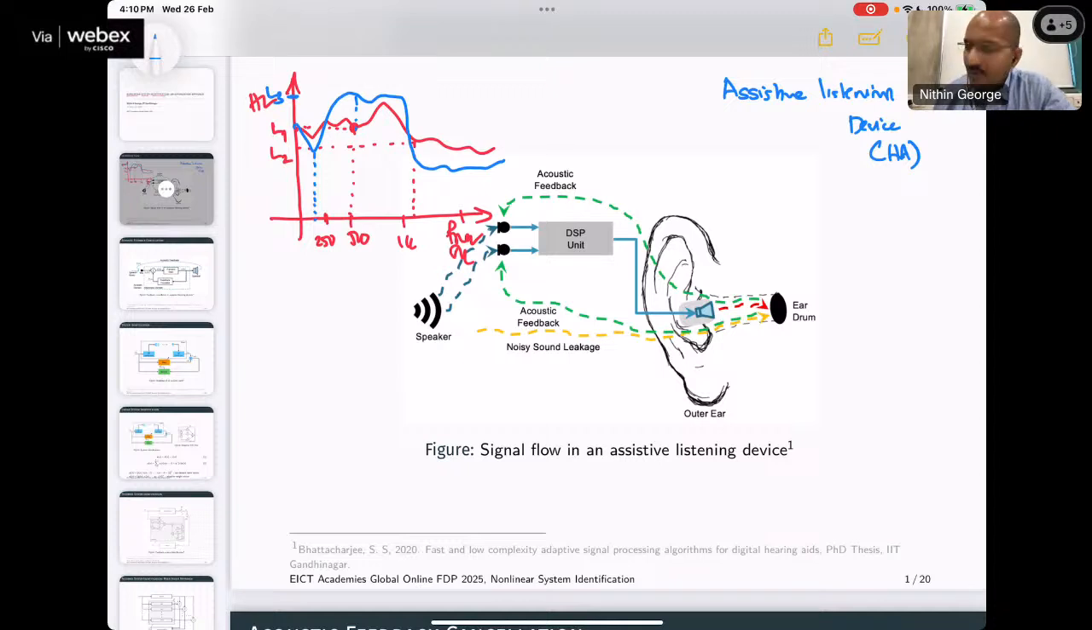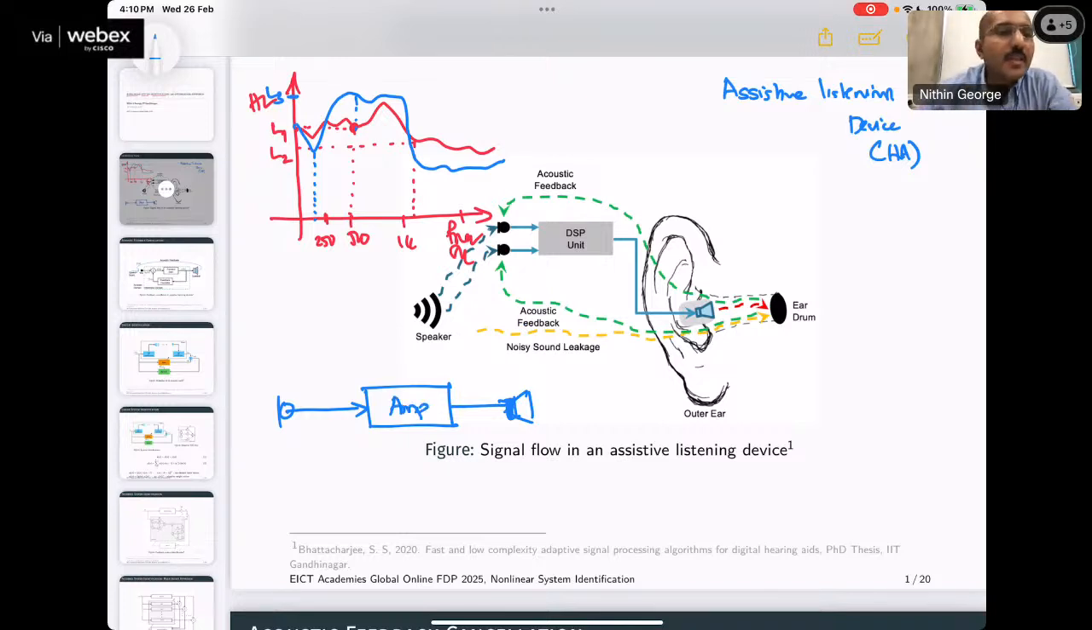In the crudest form, if you want to imagine what it does, it takes an input signal from a microphone. You put a mic, take the input signal, pass it through some box, and play it through a loudspeaker, and you do some sort of an amplification.